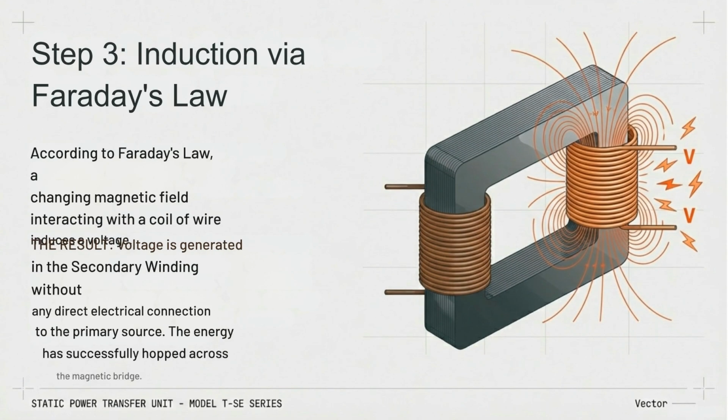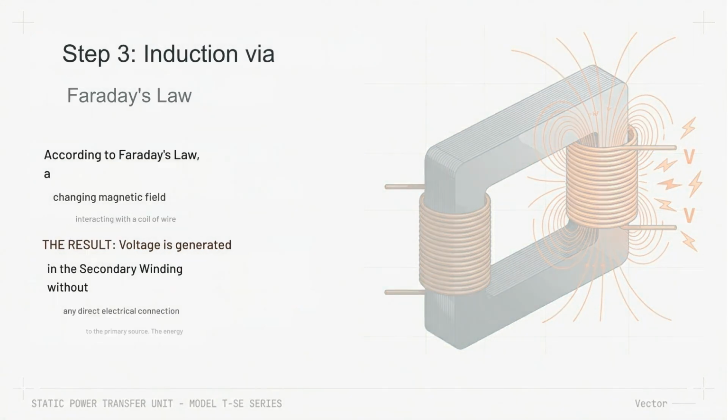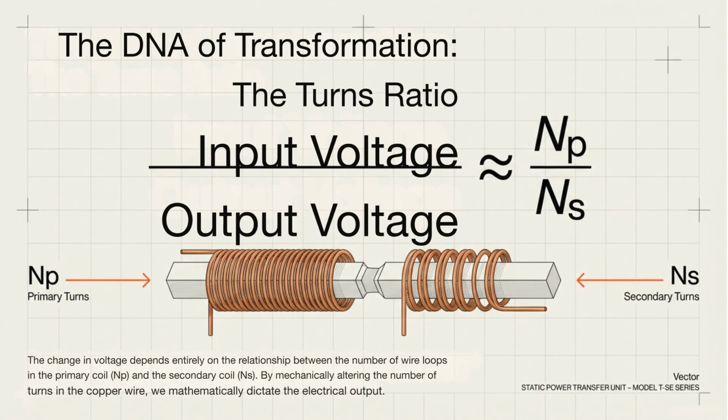Step 3 is induction via Faraday's law. The changing magnetic field induces a voltage in the secondary winding, generating output voltage without direct electrical connection to the primary source. The voltage change depends on the turns ratio, or the relationship between the number of loops in the primary coil NP and the secondary coil NS. This ratio dictates the electrical output.